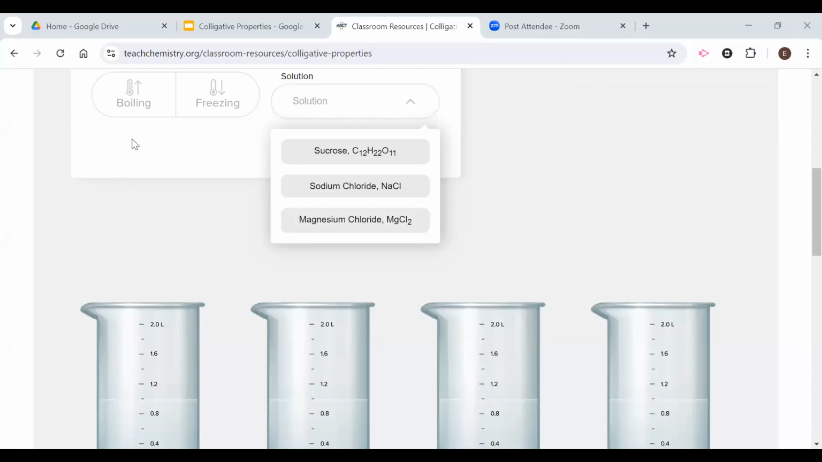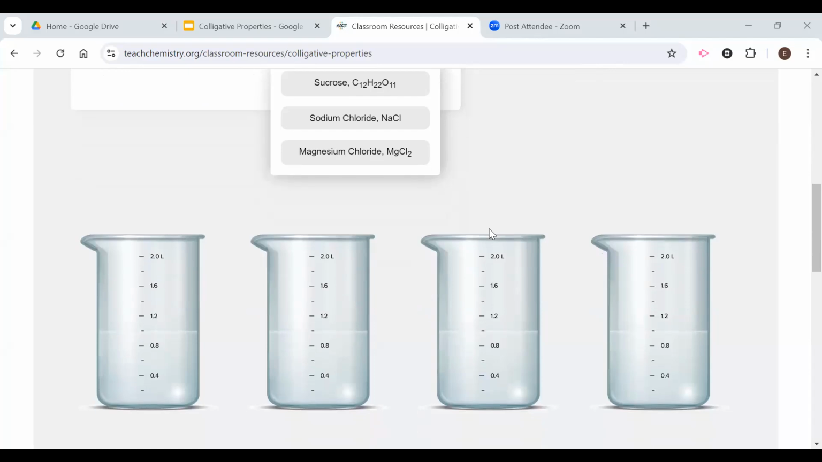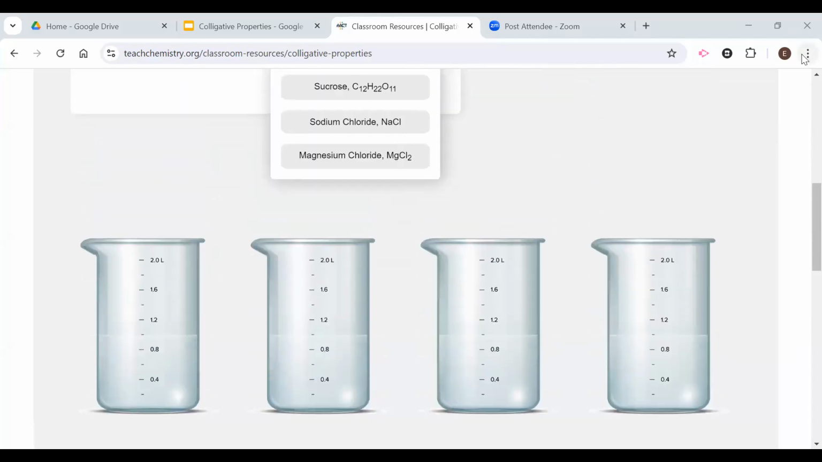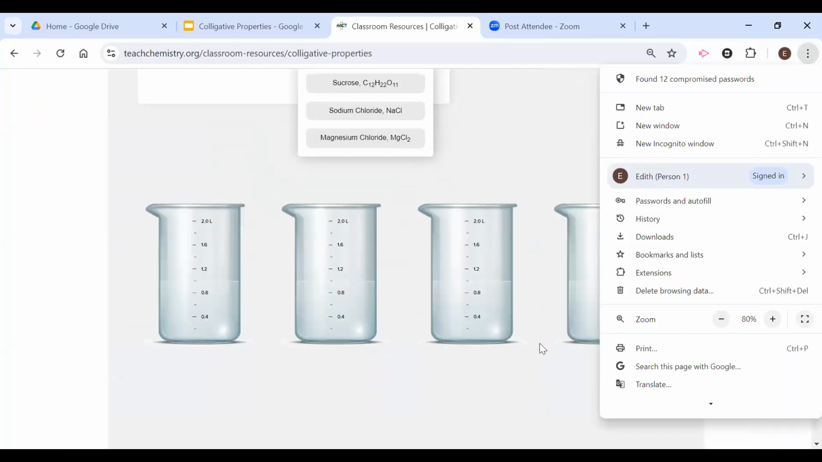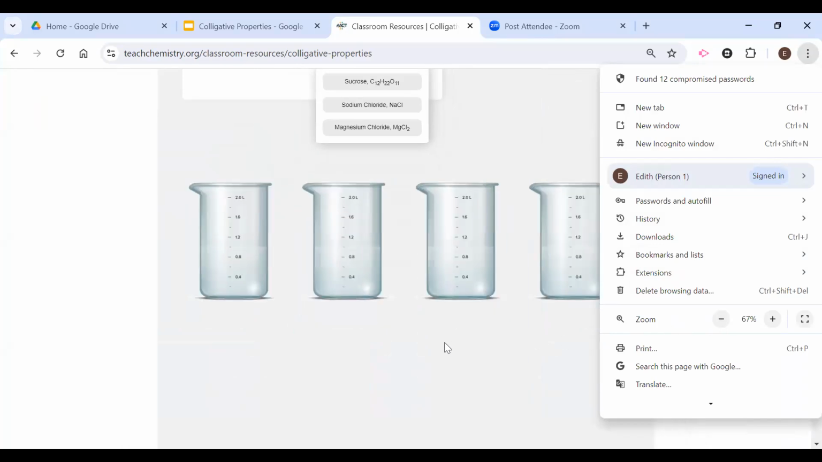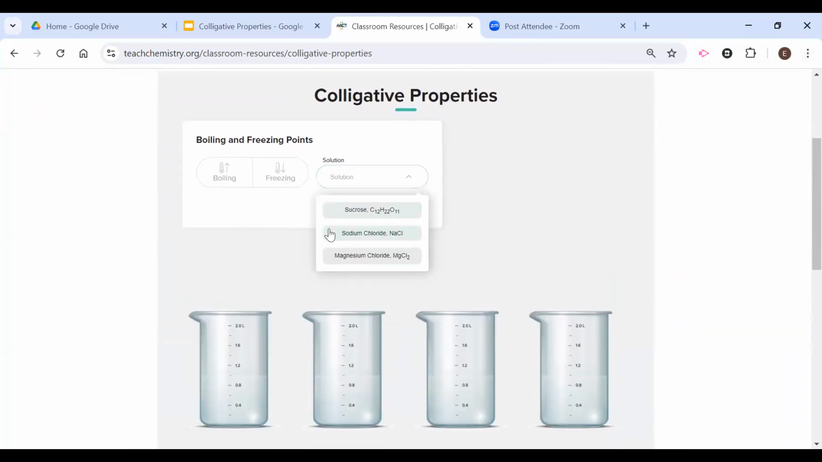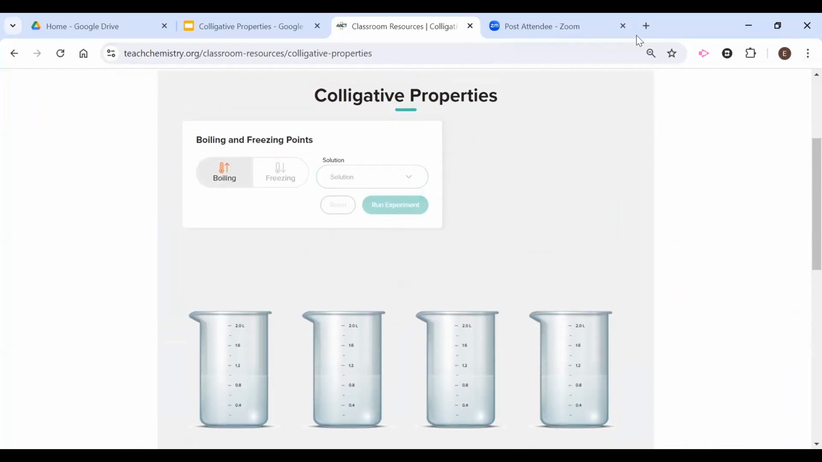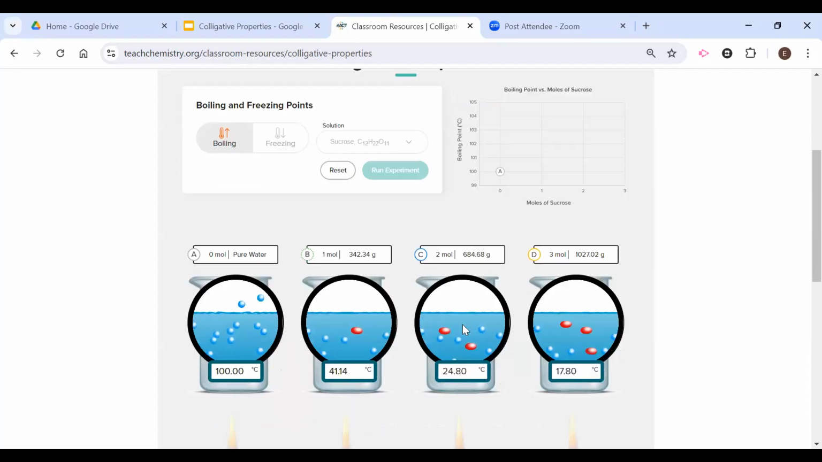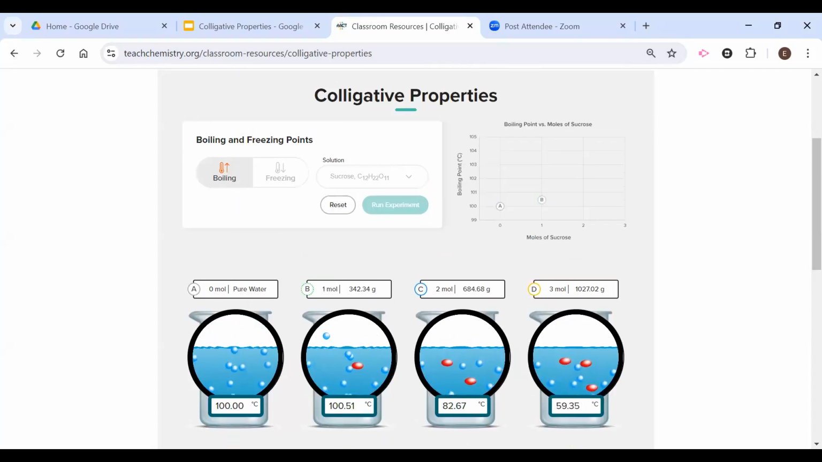Let's look at this simulation, boiling point. We'll be looking at heat being applied here. I think I'll make this smaller, hopefully, so you can see everything. Okay. Now, boiling point, I run the experiment. Okay, you see that there's heat applied. Look at what is happening here.